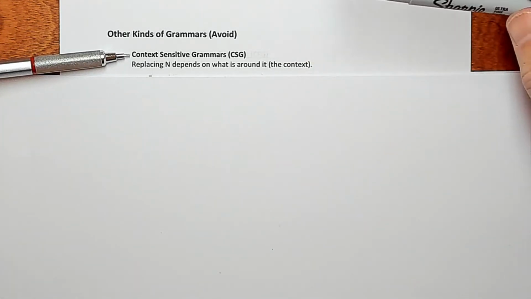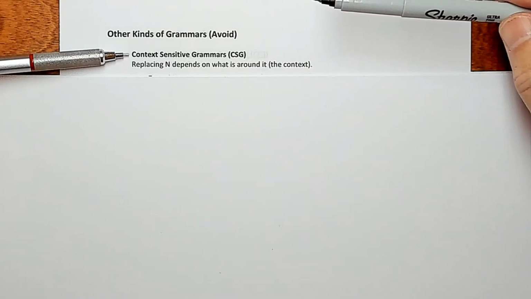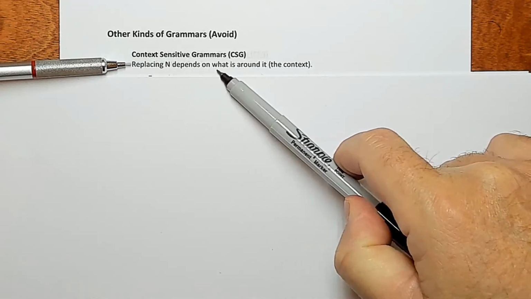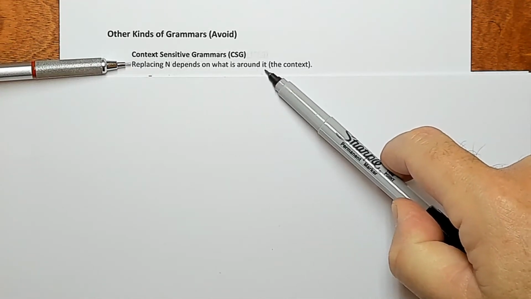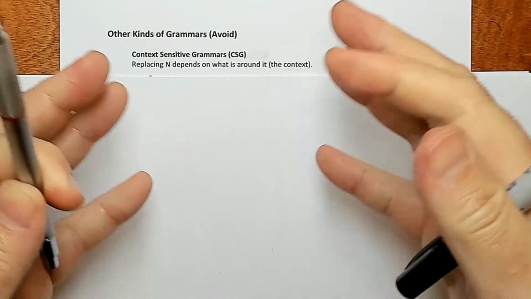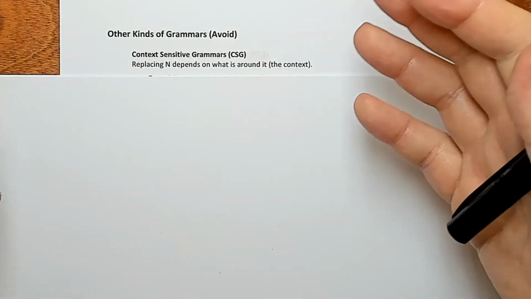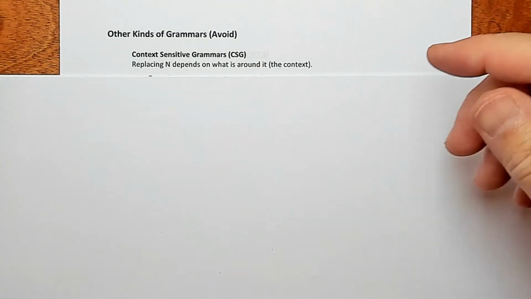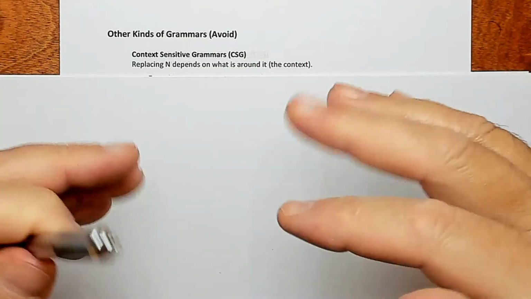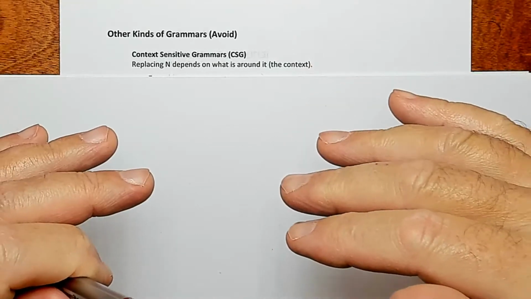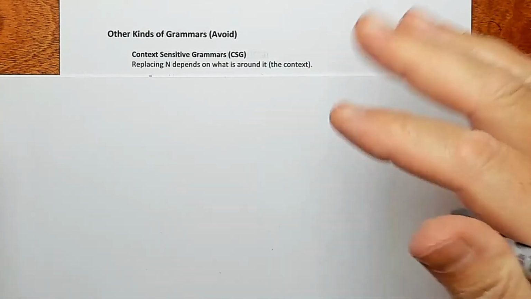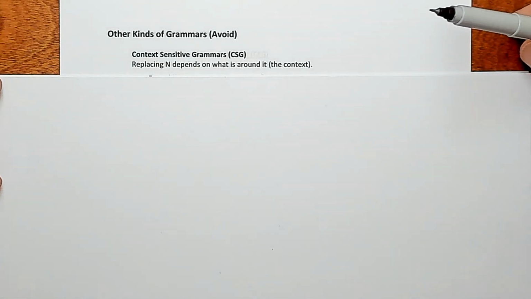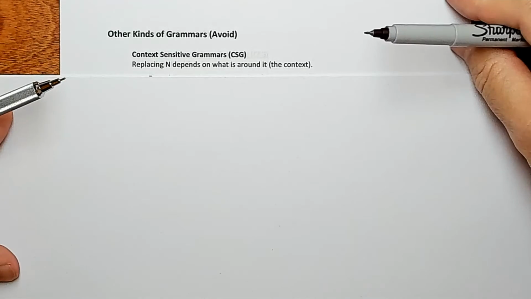context-sensitive grammar. In a context-sensitive grammar, replacing a non-terminal N depends on what is around the non-terminal, the context, right? The things that are around the non-terminal is what we call the context. Like in a human English discussion, there's a context, right? People are saying things with their words, but there's a context to understand those words, right? It's important to keep the context in mind, otherwise you can have a lot of misunderstandings.